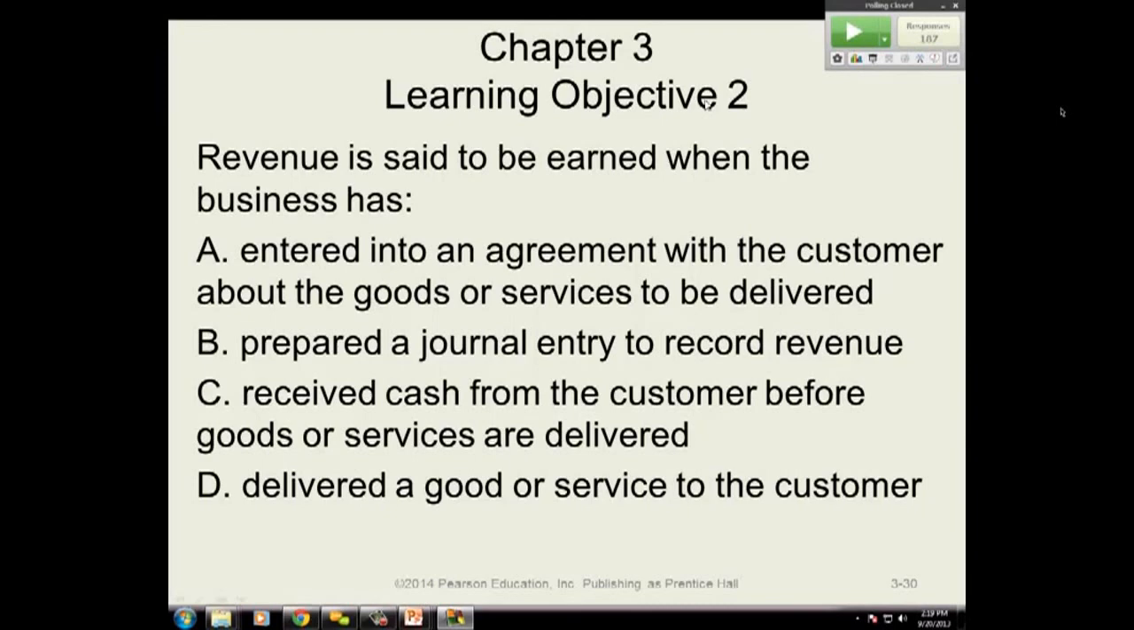All right, so the answer here is D. Entering into an agreement, if you just enter into an agreement, it's not going to do anything. The journal entry doesn't necessarily mean that revenue's earned. It could be, obviously, advance collection. You have a cash receipt from the customer. Again, that's advance collection. And D is the best answer.